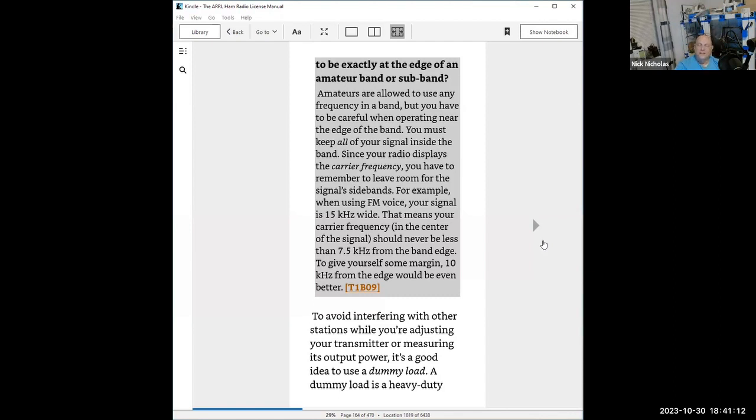You want to stay at least 7.5 kilohertz away from the edge of the band, because your signal is 15 kilohertz wide. That's its deviation. That's how wide the signal will go at maximum when you're talking. It'll go narrower and wider to transmit the data that relates to what your audio is. But at 15 kilohertz, your center frequency is right in the middle of that 15 kilohertz. So you've got to remember that you're going 7.5 kilohertz above and 7.5 kilohertz below. And so you want to stay away from the edges by the width of your signal, FM being the widest phone signal we use. It's good to keep that in mind.